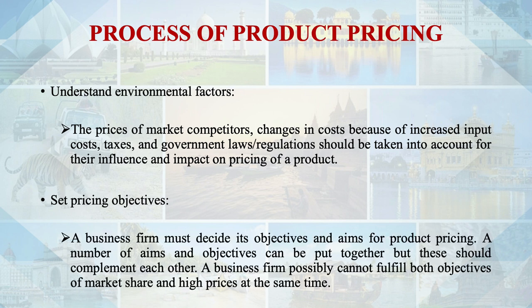A business firm must decide its objectives and aims for product pricing. A number of aims and objectives can be put together, but these should complement each other. A business firm possibly cannot fulfill both objectives of market share and high prices at the same time.